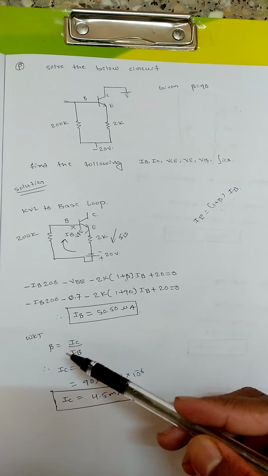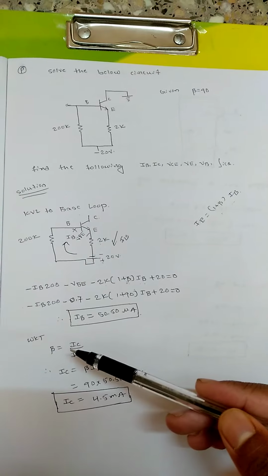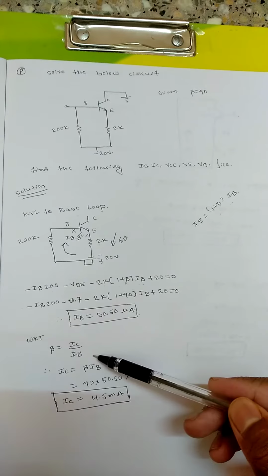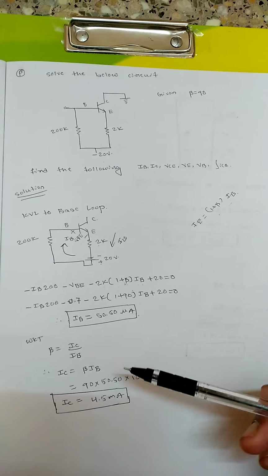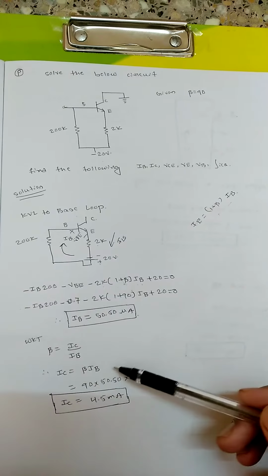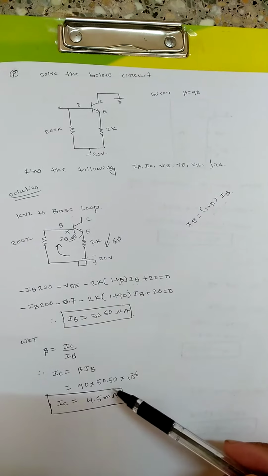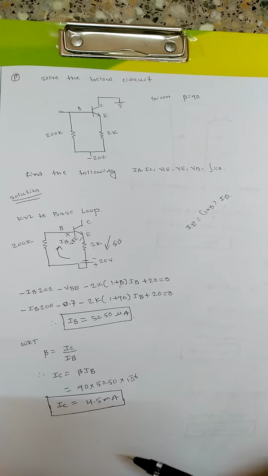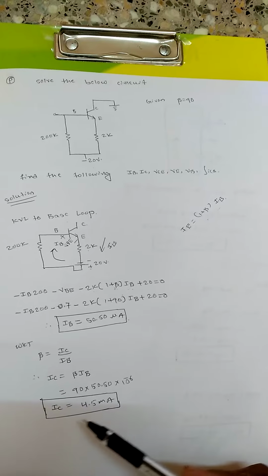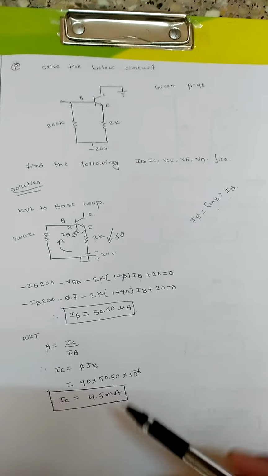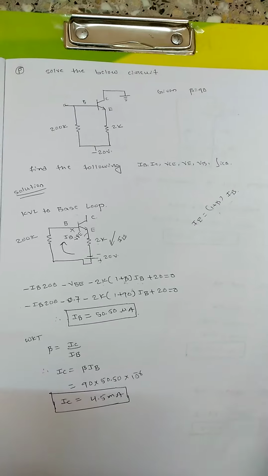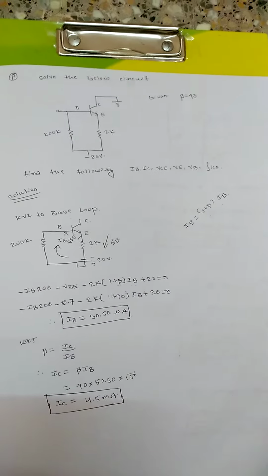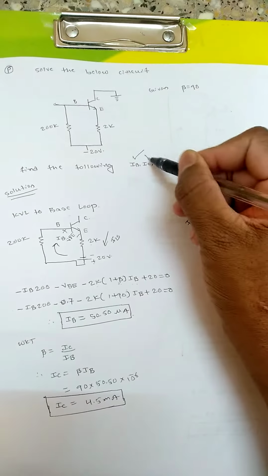We know this relation: beta, the current gain, equals output current by input current. Output current is IC, input is IB. So IC is beta into IB, which equals 90 into 50.50 times 10 to the power minus 6. When you solve, it is equal to 4.5 milliamps. So now we have got the collector current as well. Now we have got IB and IC.